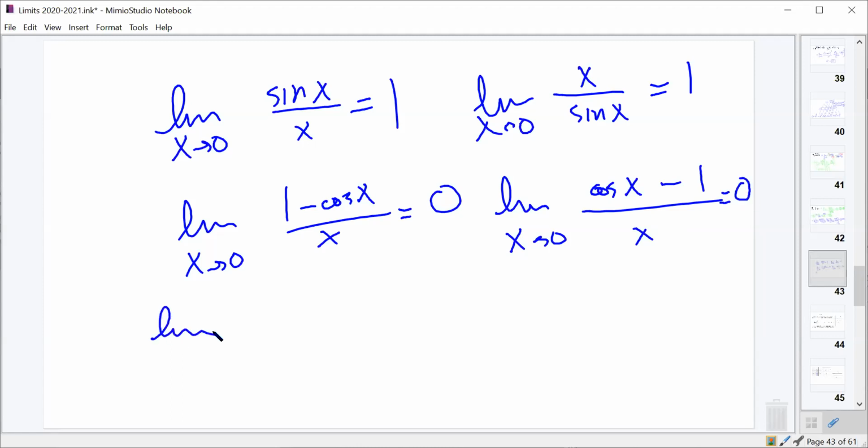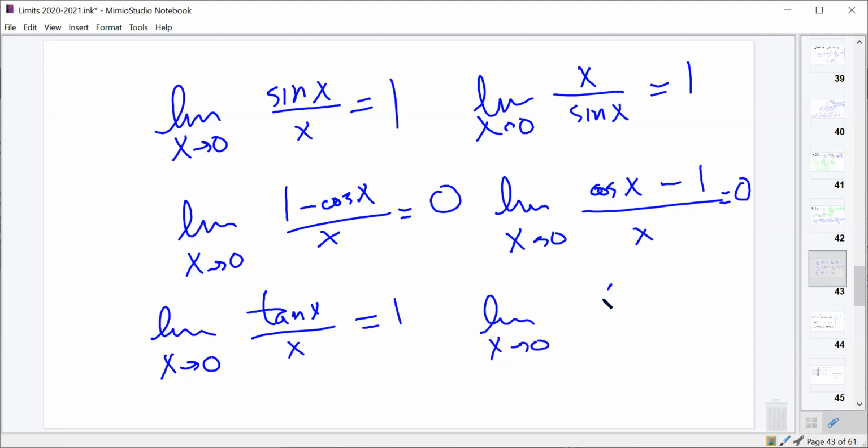And I'm going to add 2 more in here that have to do with tangent that we could prove, but I think might be sort of evident from the one we just dealt with. Tangent x over x is just 1 because the cosines don't really matter. And also the limit as x approaches 0 of x over tangent x is also 1. So I need you guys to know those 6 trig limits and have those memorized. All right. That should be it for today.